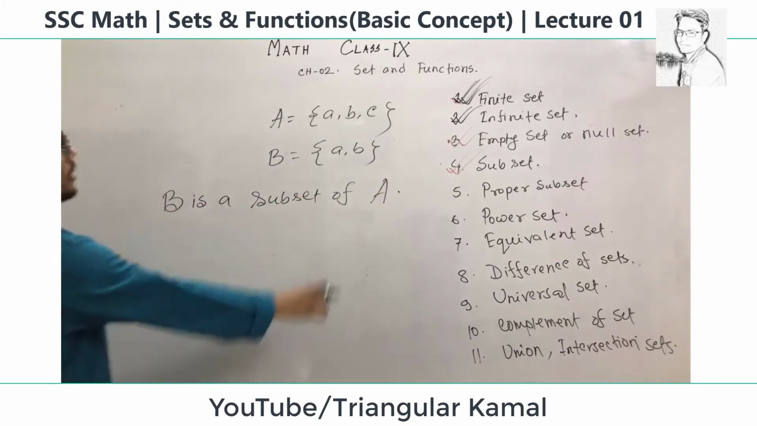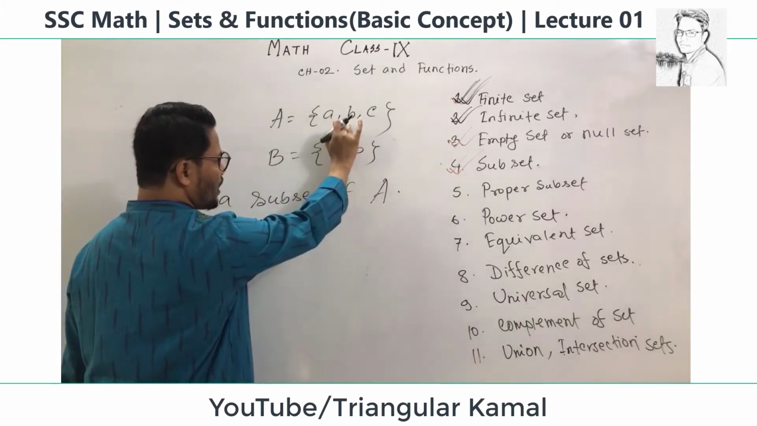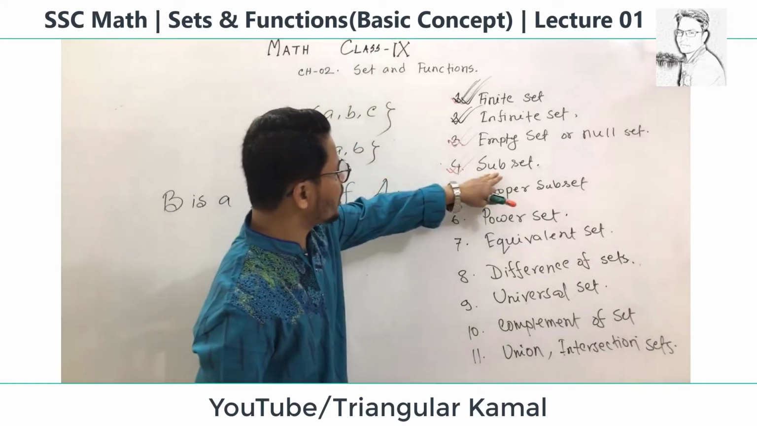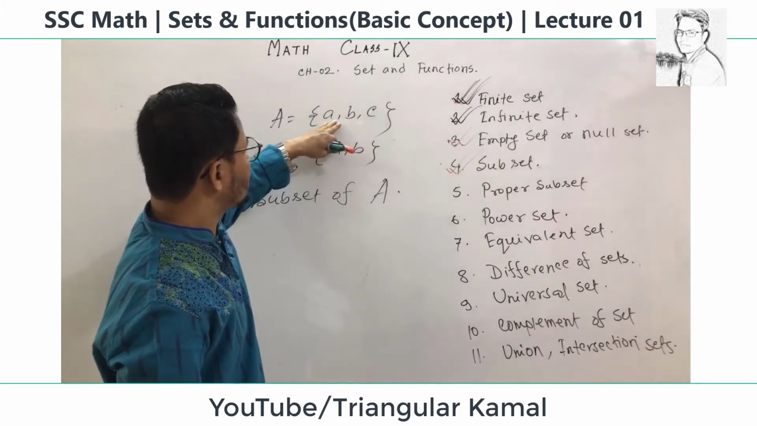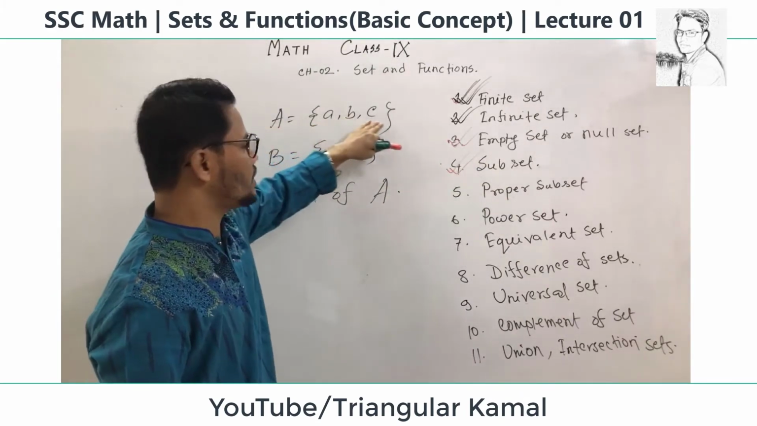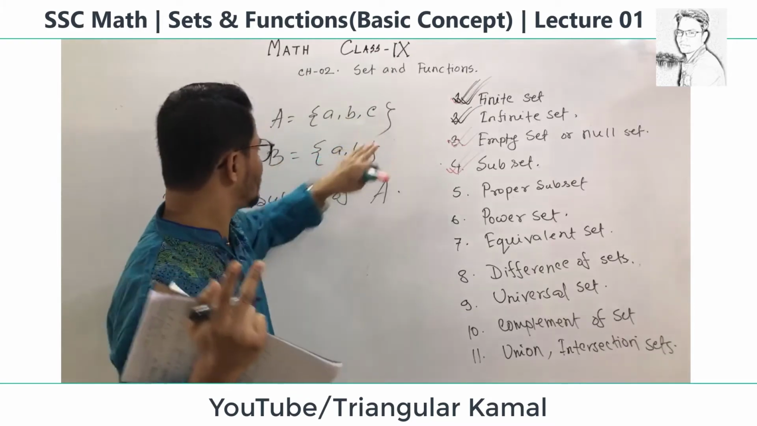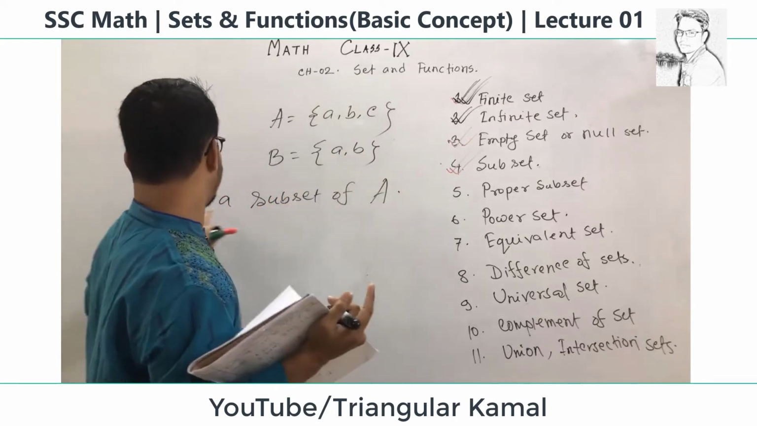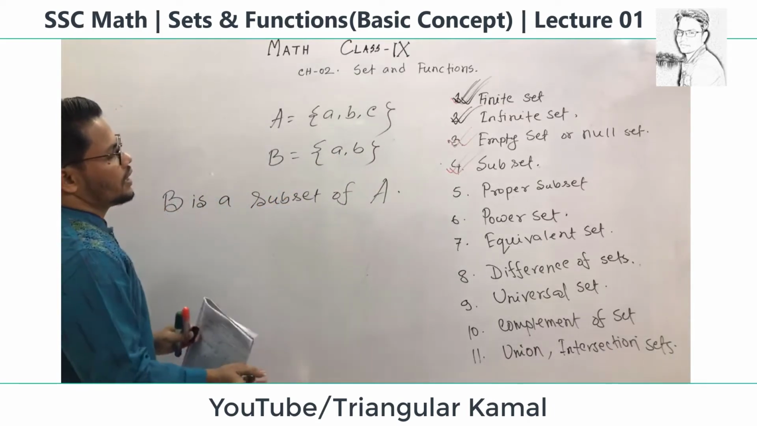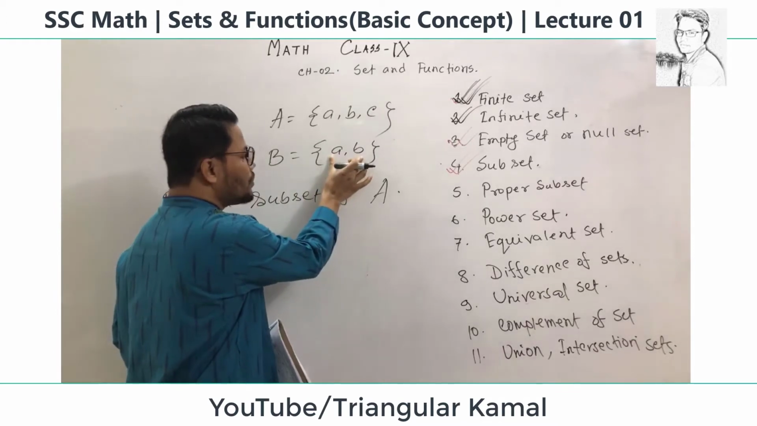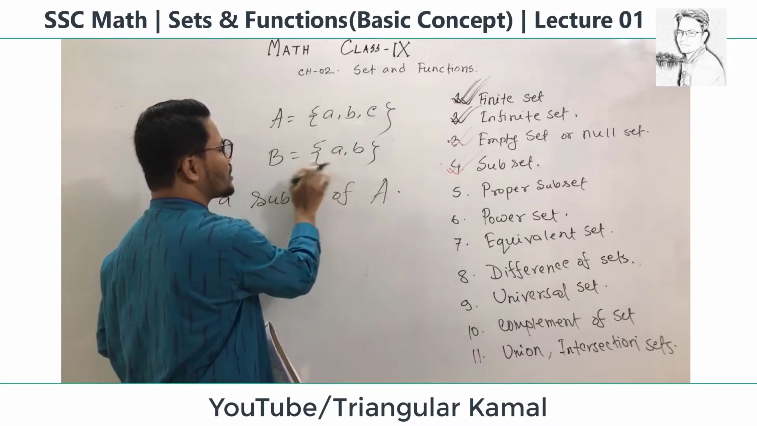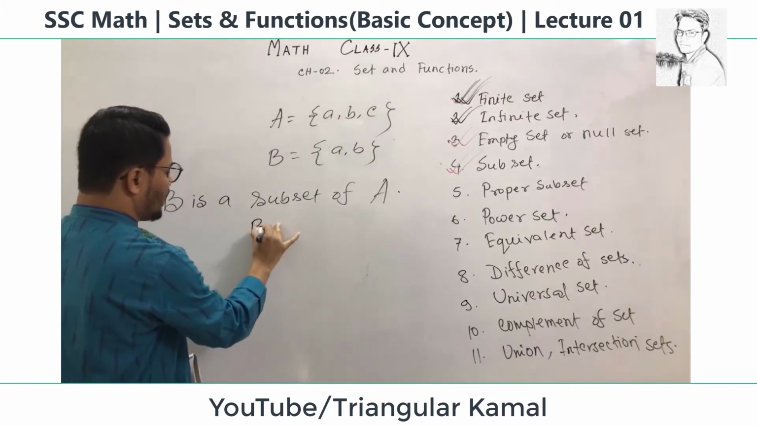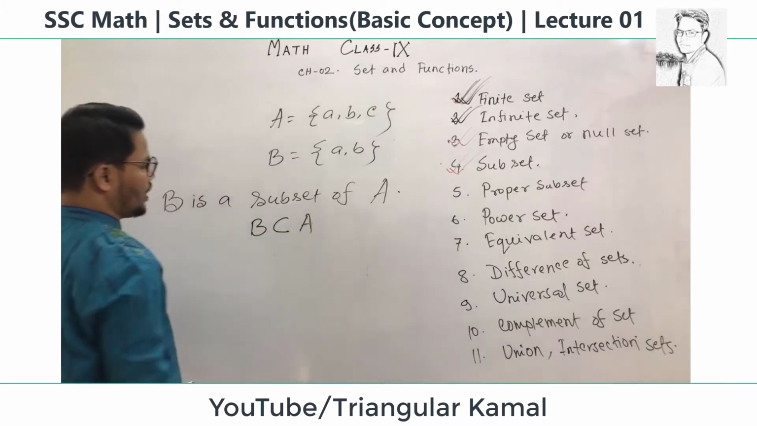Just give attention. We see here the subsets of A total 8. In my previous example number 4, we found the total subsets of a, b, c. We get 8 subsets. One of those 8 subsets will be a and b. Now B is a subset of A. Each and every element of the set B is also an element of A. So we can write here B is a proper subset of A.